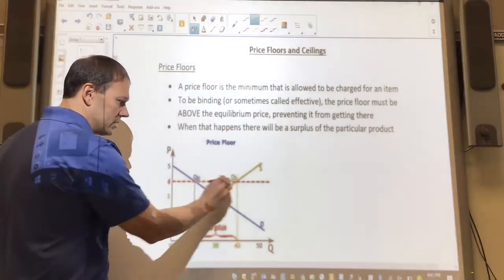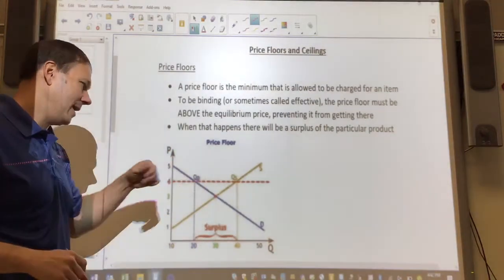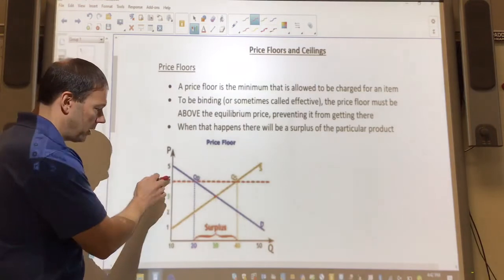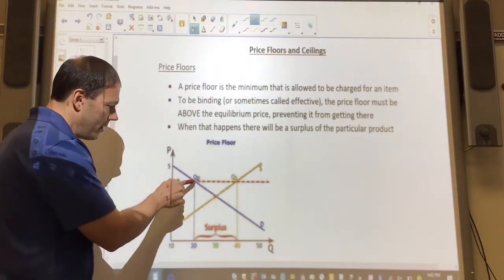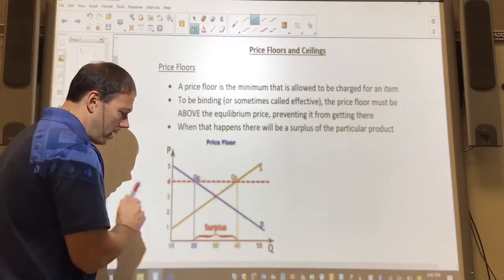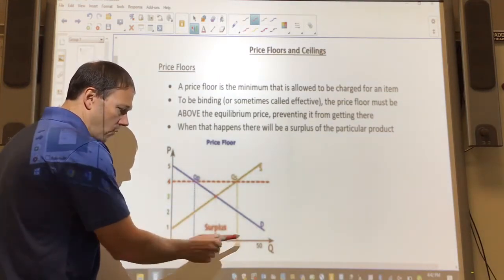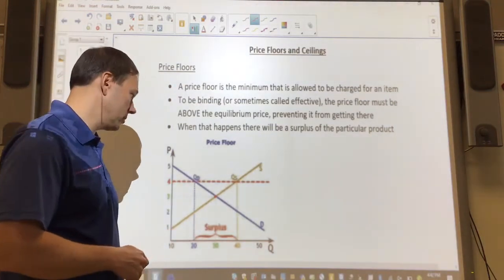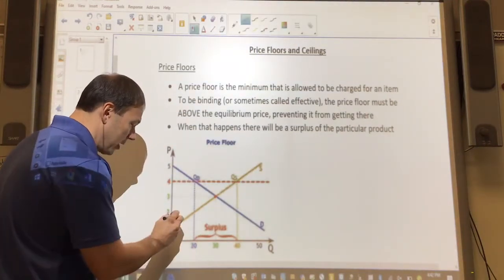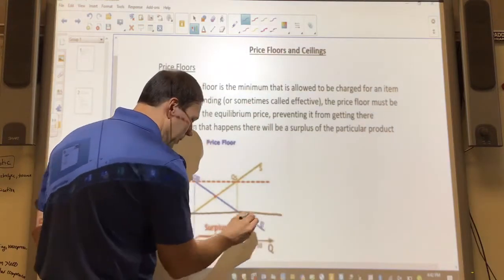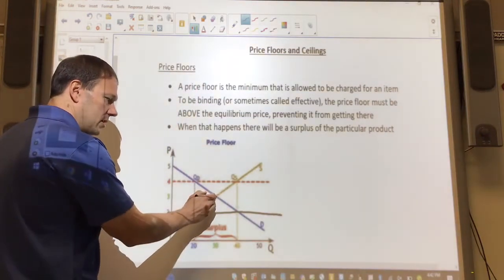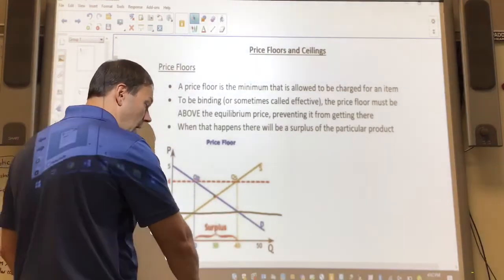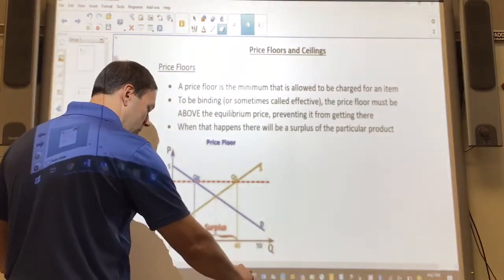If I say I can't go below this dotted red line, this price floor, then I can't get there, and we have a problem. What kind of a problem do we have? Well, we tend to have a surplus. How do we know it's a surplus? Because at the inflated price of $4, based on this graph, the quantity supplied is greater than the quantity demanded. At that price, 40 are supplied, only 20 are bought, so you have 20 left over, 20 units that were made that were not bought, okay? Now remember, if you put the price floor below equilibrium, it's not going to be an issue, because if the price can get there, it is going to get there, and then we don't have a problem, okay? So to be binding or effective, it has to be above the equilibrium price.